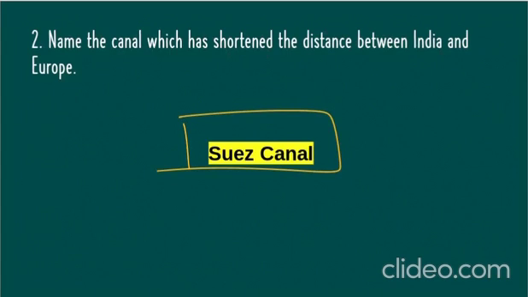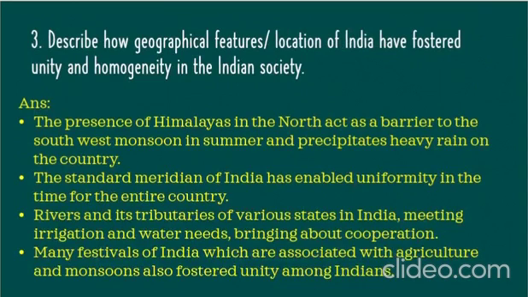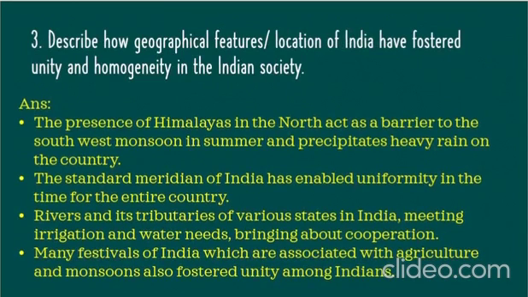Now let's move towards some long questions. Describe how the geographical features and location of India have fostered unity and homogeneity in Indian society. So we have to say that we have many geographical features in India, right? Now, how is that fostered? It means taking care of unity and commonness throughout Indian society.